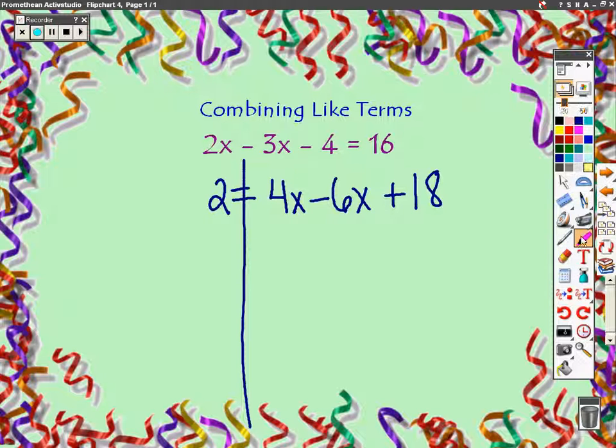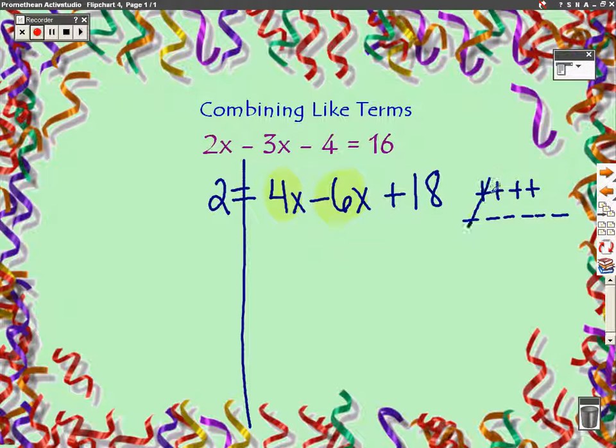So what are my like terms? 4x and a negative 6x. So when we combine them together, I have 4 positives and 6 negatives here. So cancel, cancel, cancel, cancel. I have 2 negatives left over. So negative 2x plus 18, and on the other side I'm going to have a 2.